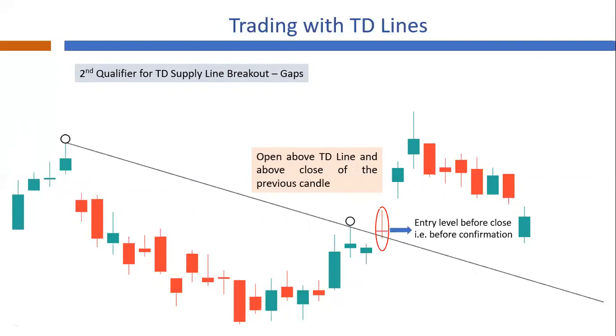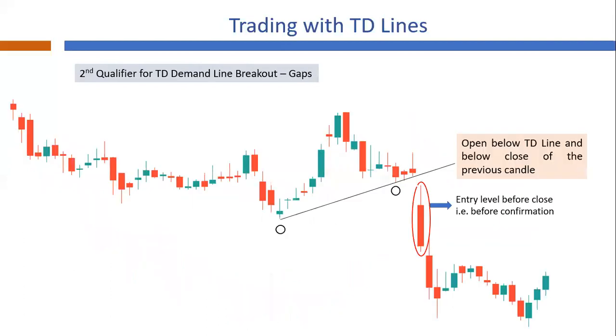In addition to same, you can see that the open of the breakout candle is not only above the TD line, but the same is also above the close of the previous day's candle. So a long trade can now be considered before the confirmation, that is before close of the breakout candle. Now let's look at the gap down trade or second qualifier for a TD demand line breakdown. Look at the breakdown candle, which is circled in red. You can see that the open of the same was below the TD demand line and below the close of previous day's candle. So a short trade can be initiated before the close of breakdown candle.